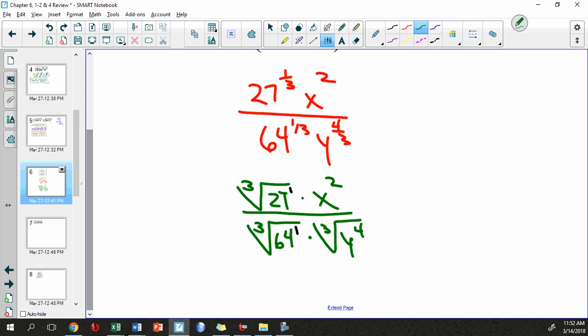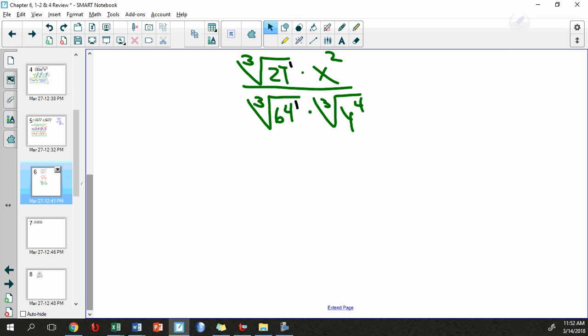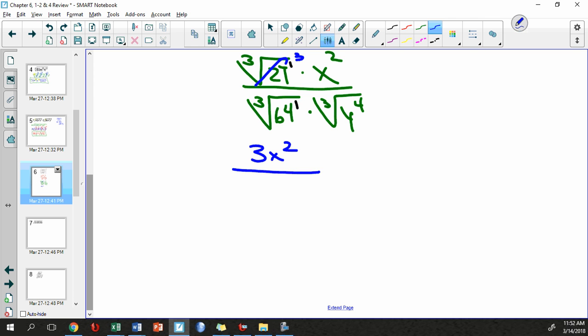Okay, what number multiplied by itself 3 times is 27? This comes out as a 3, so this is 3x squared. On the bottom, what is this going to be? 4. This comes out as a 4. And then what I want you to understand is since I'm in the denominator, I can never divide by a radical, and my power of 4 is not divisible by my root of 3. Normally, we would break it down, correct? But this is not going to help me to break it down because I'm still going to be left with a radical in the denominator.